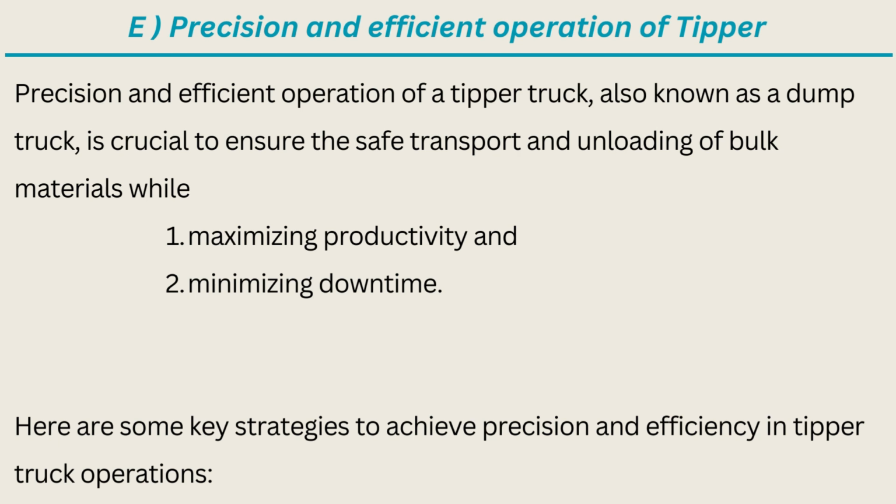E. Precision and efficient operation of tipper. Precision and efficient operation of a tipper truck, also known as a dump truck, is crucial to ensure the safe transport and unloading of bulk materials while maximizing productivity and minimizing downtime. Here are some key strategies to achieve precision and efficiency in tipper truck operations.